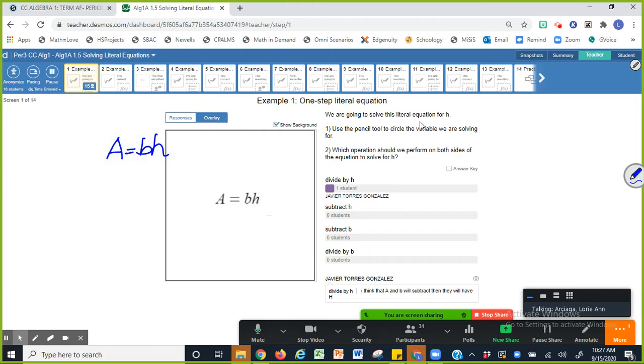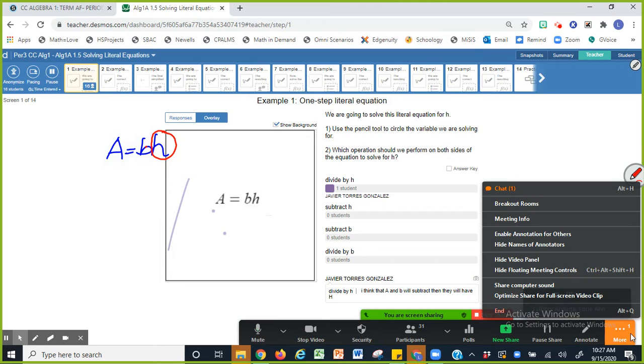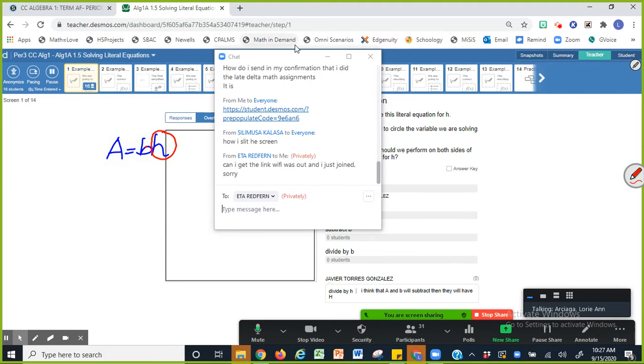The question is asking you to use the pencil tool to circle the variable that you're solving for. So I'm going to model that over here. You want to get the H, so that means we circle H, right? There you go. So if you circle H, that means we need to get that letter by itself.